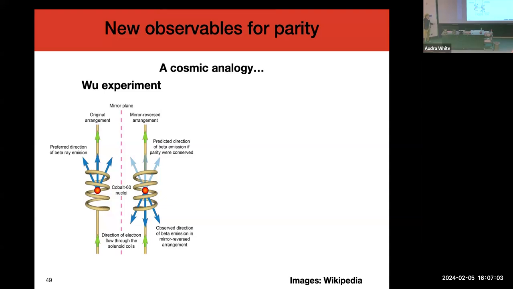There's an interesting thing here if you consider what happens in a parity inverted universe. In a parity inverted universe, the spin would remain pointing up, but the momentum would point in a different direction. And this meant that if the underlying physics preserves parity, there should be no correlation between the spin direction and the momentum direction of the decay products. And in fact, what they observed was a non-zero correlation.